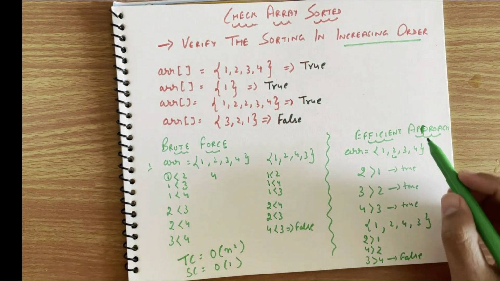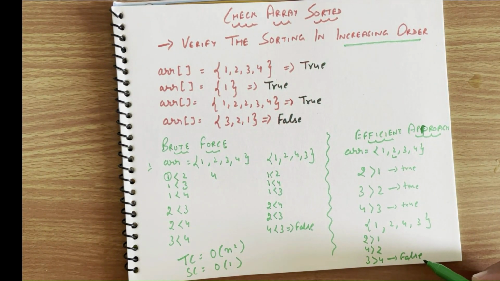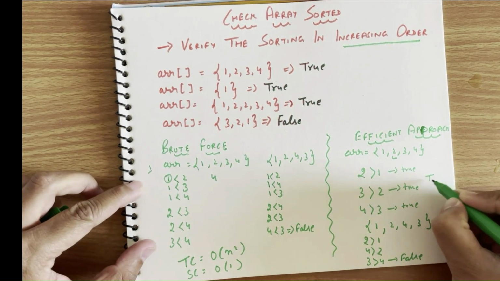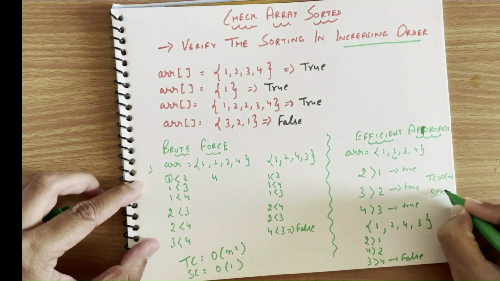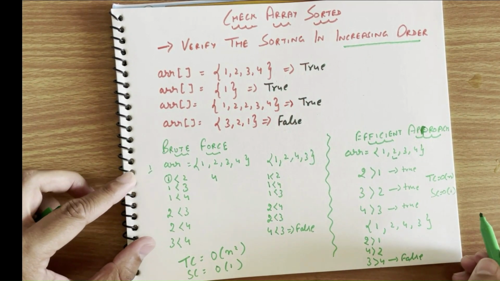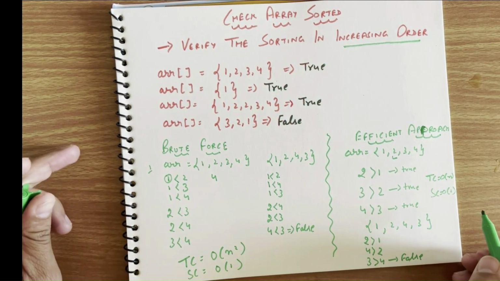And we are doing this complete operation in a single loop. We will see the implementation just after this. So in this case, time complexity changes to big O of n, and space complexity, as we are not using any extra space, will be big O of 1. Now let us see the implementation.